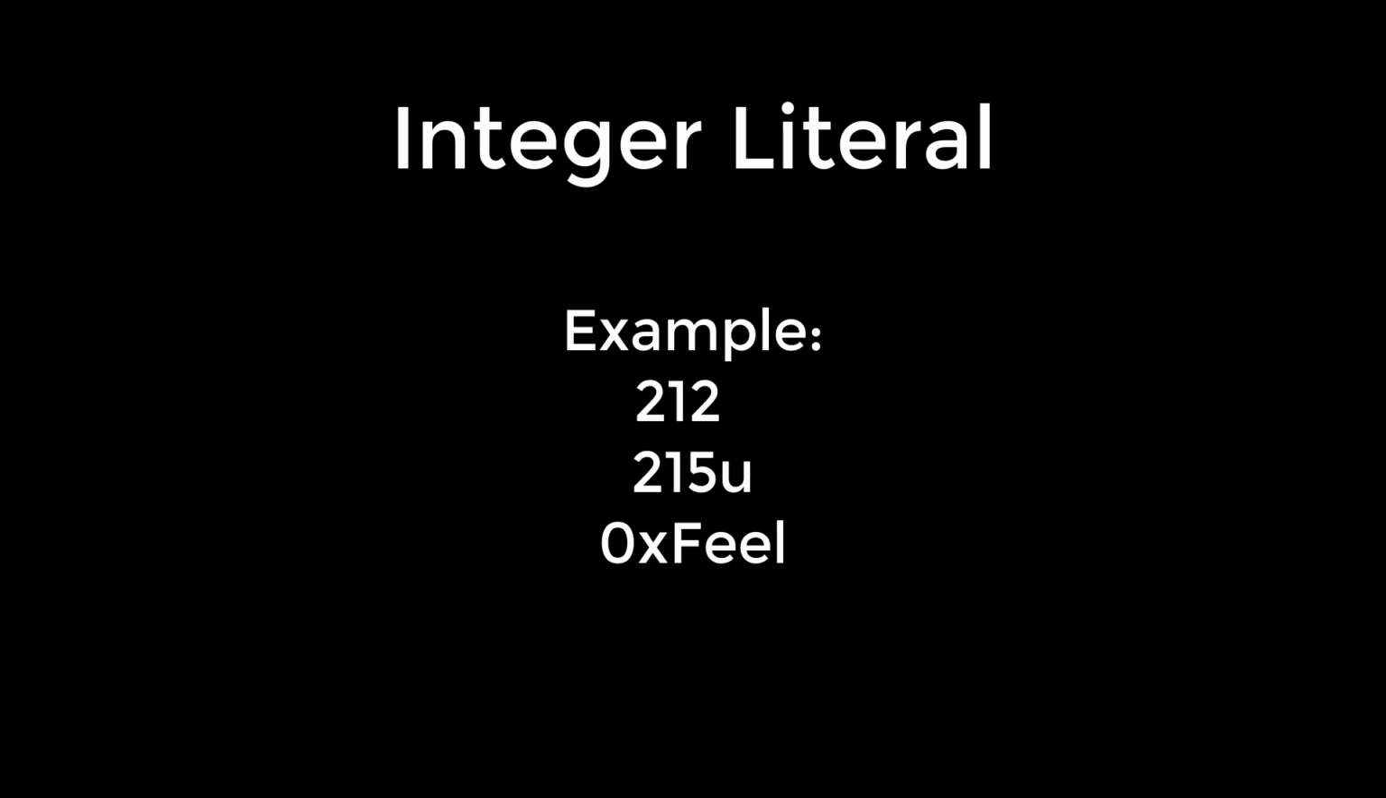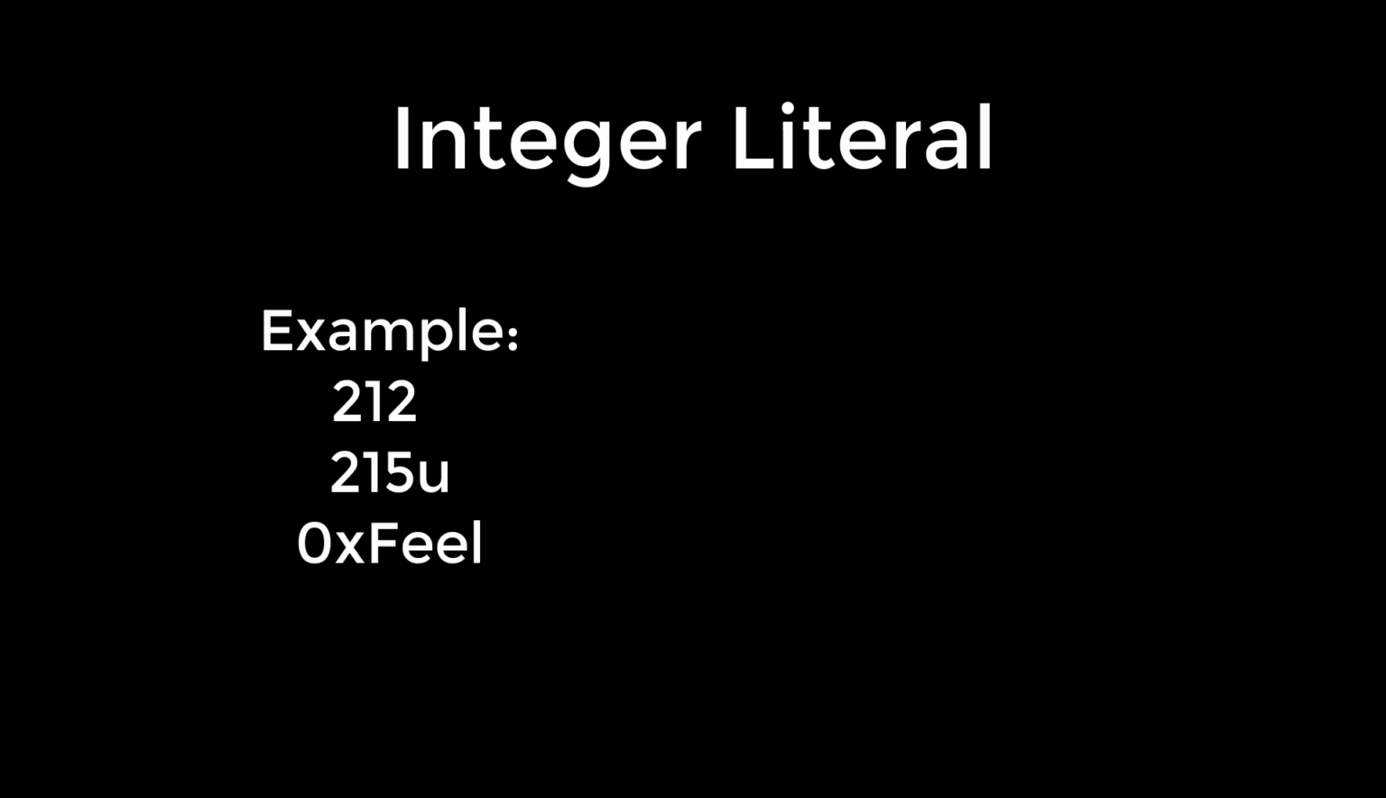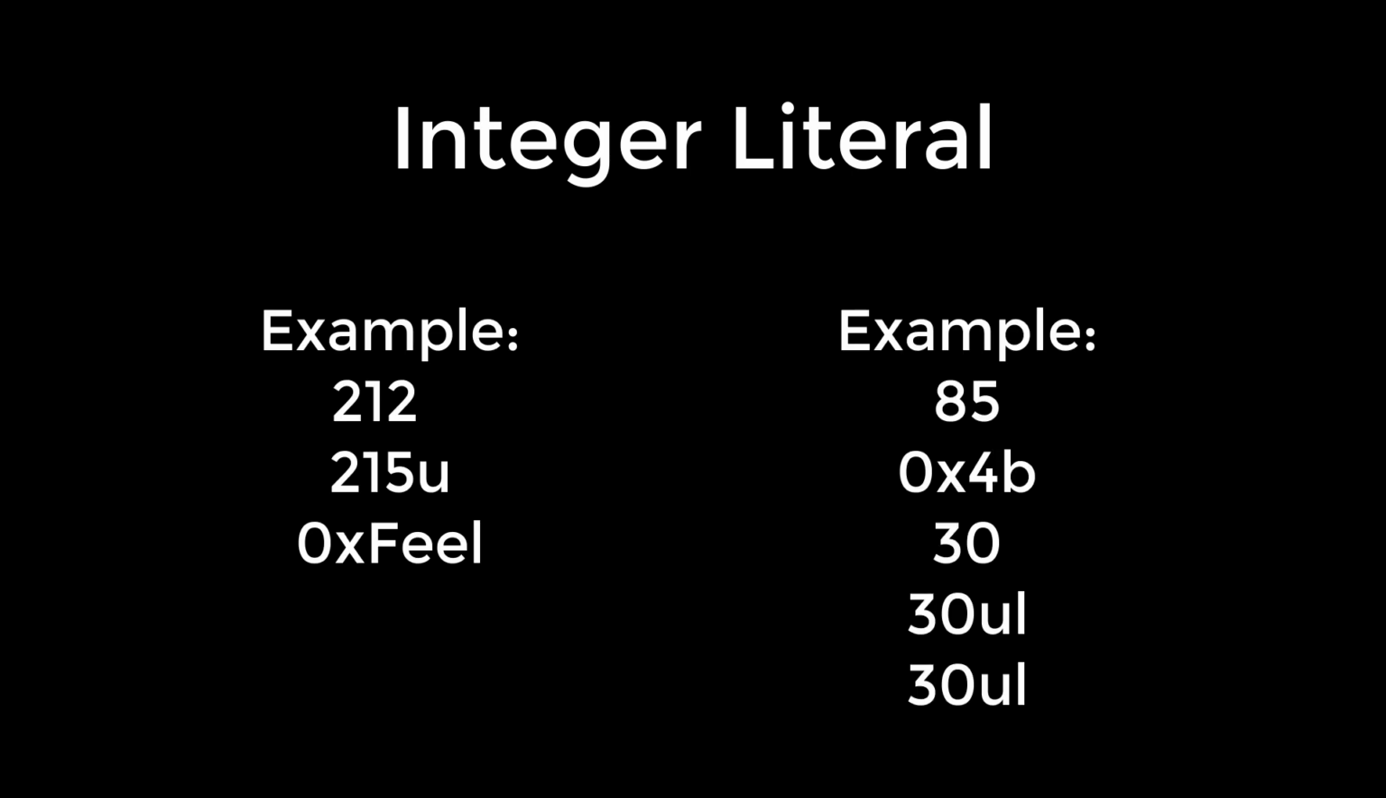An integer literal can have a suffix that is a combination of U and L, for unsigned and long, respectively. The suffix can be uppercase or lowercase and can be in any order. So that's the integer literal. The following are other examples of various types of integer literals. Take a look at this: we have decimal, hexadecimal, integer, unsigned int, long, unsigned long.